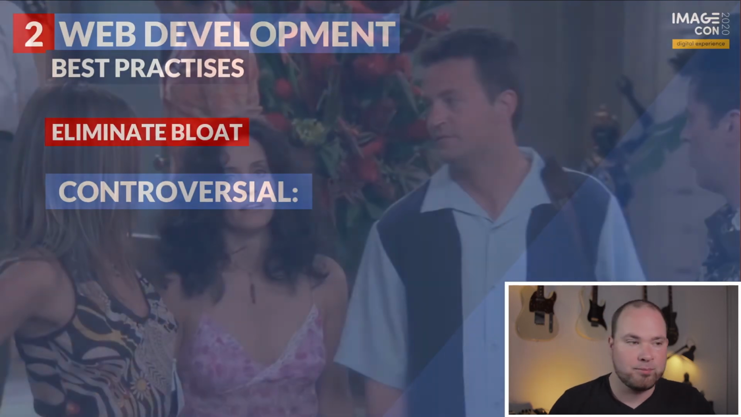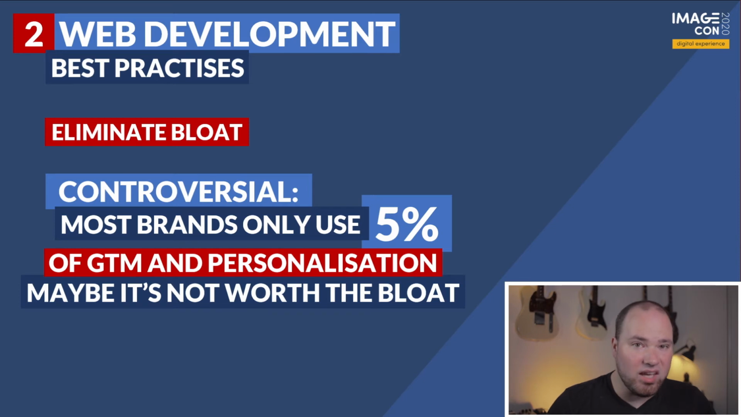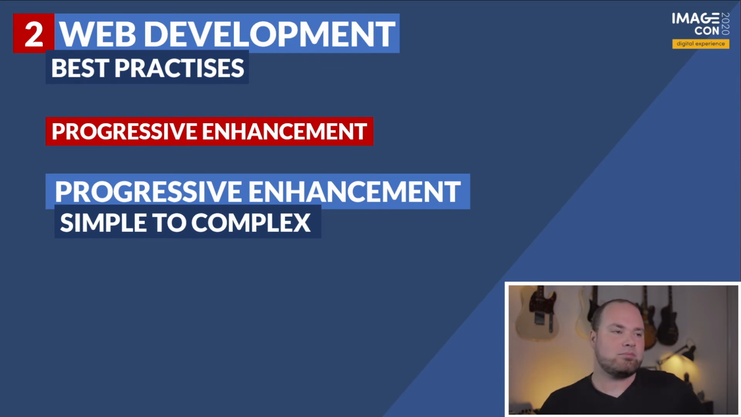I've had it time and time again when I check a week or a month after go live and suddenly my performance is down the drain because somebody added a bunch of stuff through Google Tag Manager. So, controversial point. Most brands only use 5% of Google Tag Manager and personalization engines. They have so many features, they are so advanced, but a lot of companies are not there just yet. Not everybody is Amazon, right? Maybe it's not worth the bloat. I understand that you have to, but with this information, you might be able to challenge that and have a lower carbon footprint.